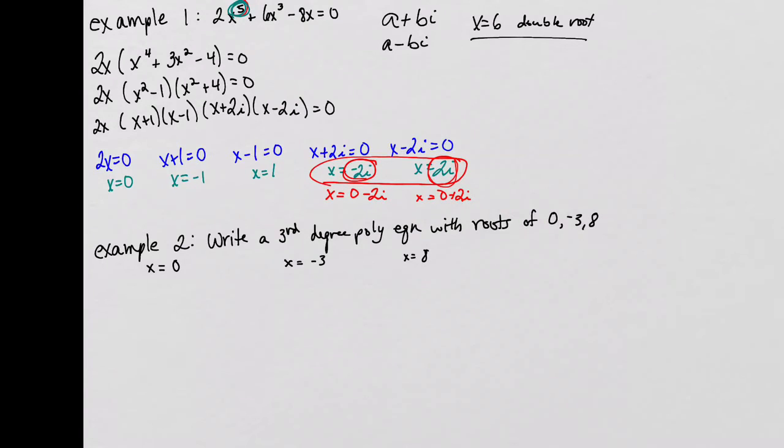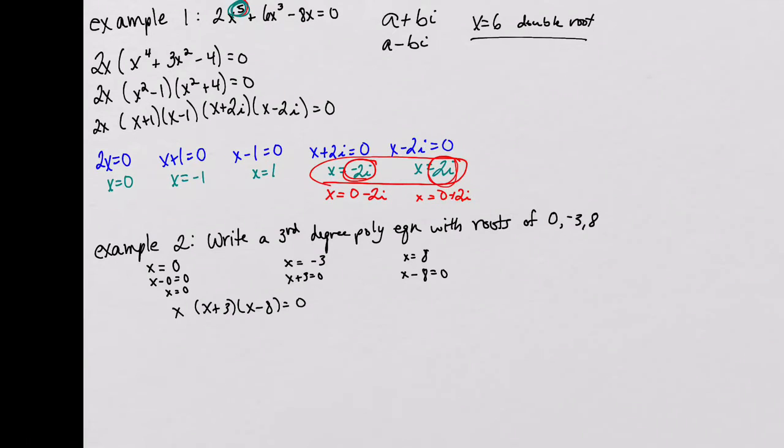I need to turn these into factors, so I could think of this as x minus 0 equals 0. That's just x. I can't do anything more with that. I could say that this is x plus 3 is equal to 0. I could say that this is x minus 8 equals 0. That's going to give me these factors: x, x plus 3, and x minus 8 equals 0. So this is what my equation looks like when it's in factored form.